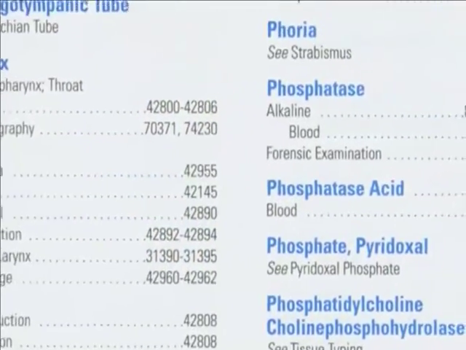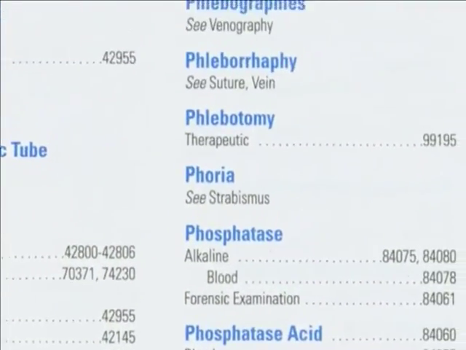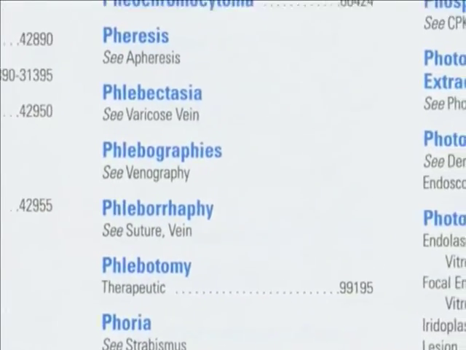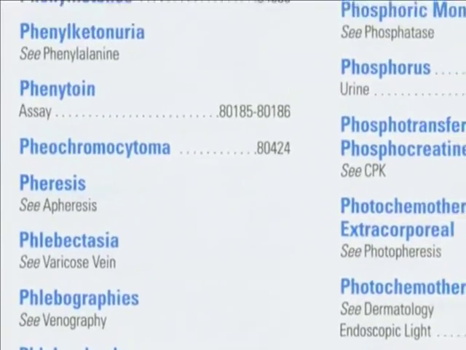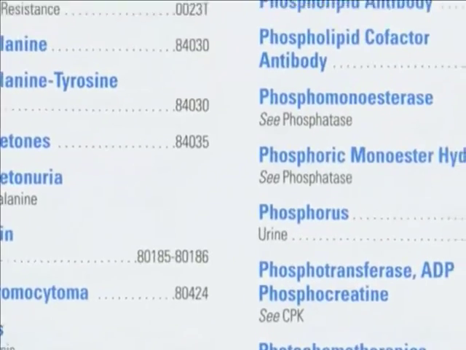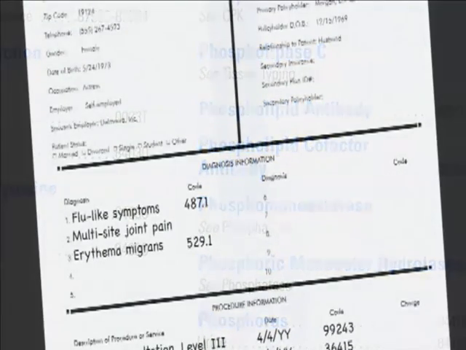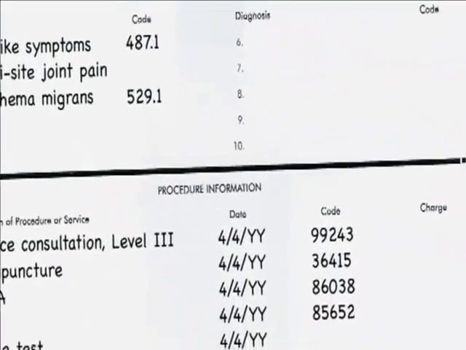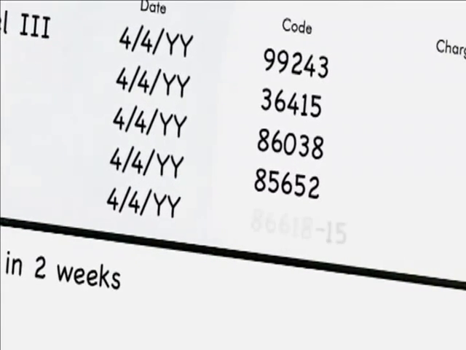Determine whether a 2-digit modifier should also be assigned. A modifier provides additional information about the procedure or service performed. If applicable, select the modifier that clarifies the procedure performed and enter the code on the insurance claim.